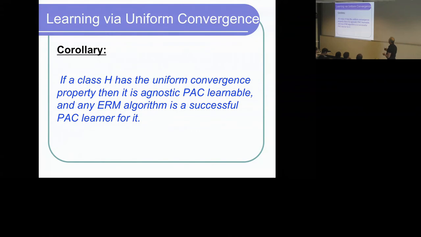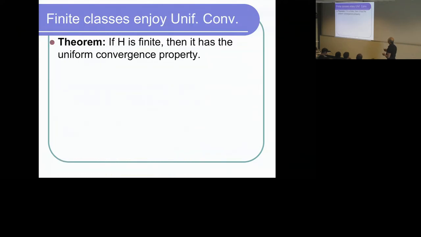So I think I put the proof in before I put the theorem. So let's first look. If H is finite, then it has the uniform convergence property. So the corollary will be that for finite H's, not only are they PAC learnable in the demanding realizable-assumption sense, but they're also agnostic PAC learnable in the most realistic sense. It has the uniform convergence property, and therefore every finite H is agnostically PAC learnable.